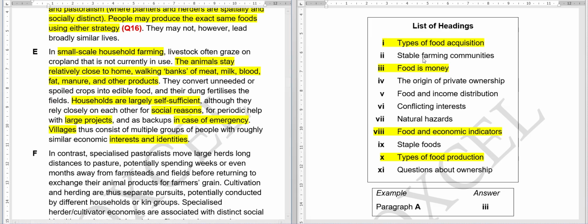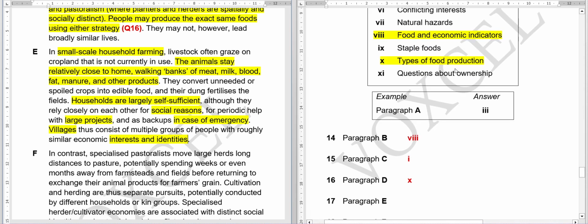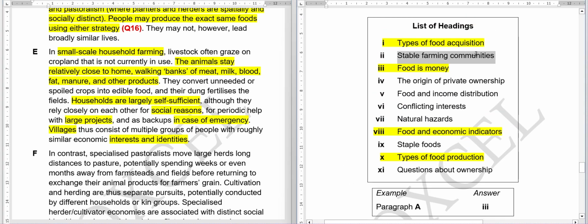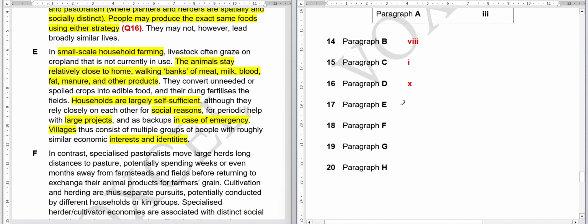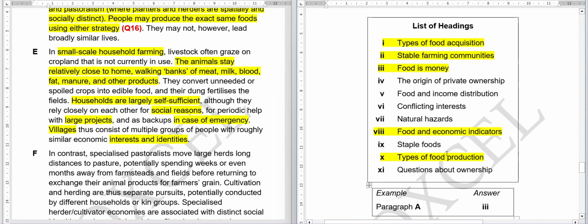You have around 10 seconds to tell me what should be the answer for the E paragraph, and your time starts now. Okay, time's up. Now let's read the options together. Second, stable farming communities. Can this be our answer? Yes, this is our answer. Let me first mark this. So our answer to the 17th question is the second option.